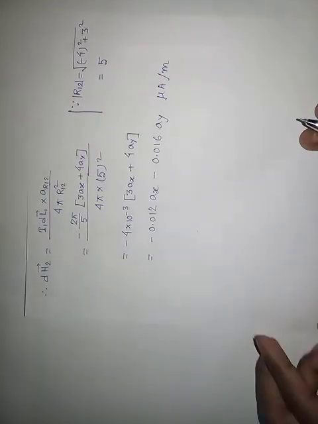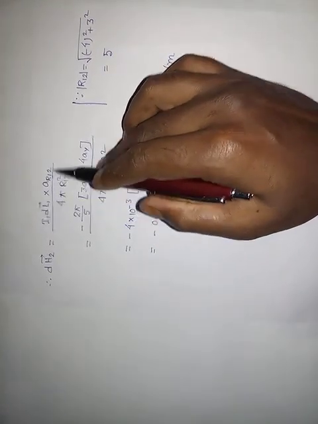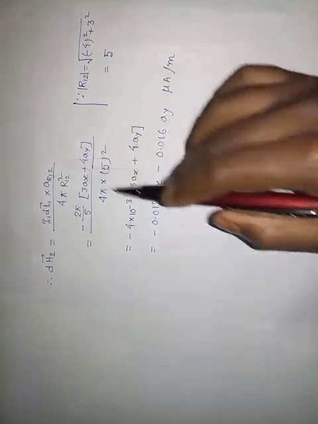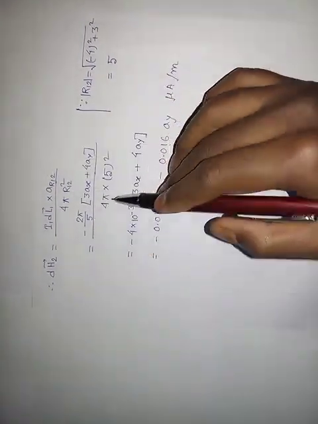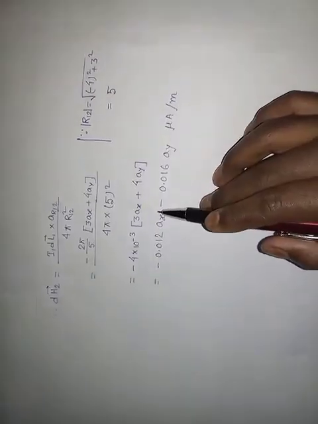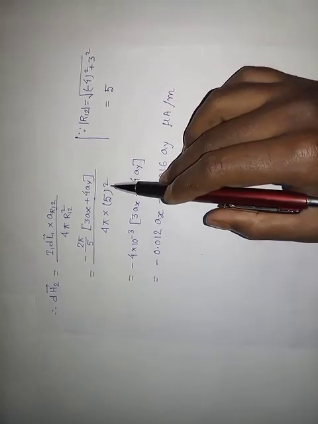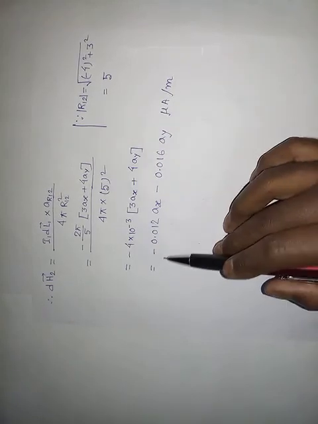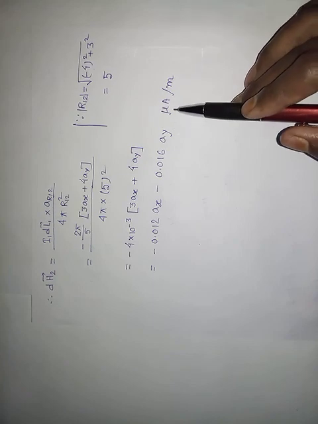Now in our last part we put simply that dH2 equals I1 dl1 cross aR12 divided by 4 pi r12 square. So our answer for the cross product is coming from the previous section. 4 pi is a constant, and for r12, it is root of minus 4 square plus 3 square, that is 5 square. Then our answer is in that part, microampere per meter.